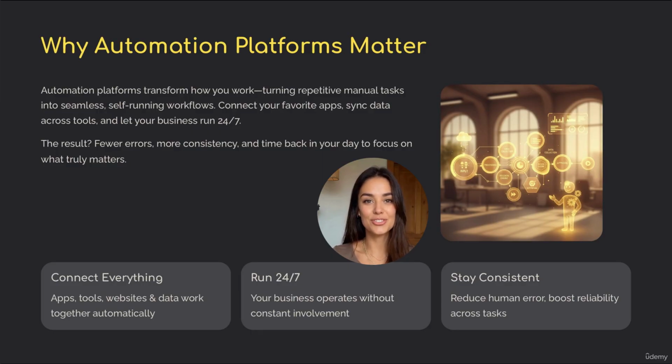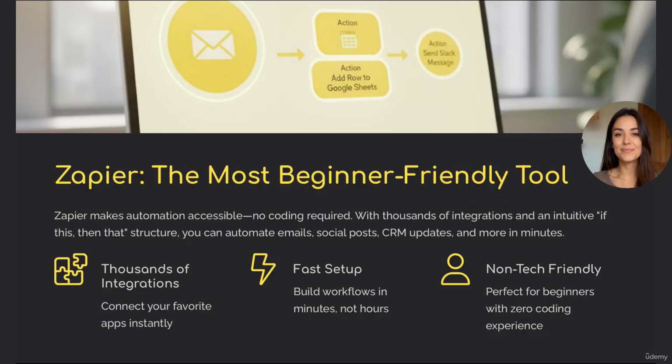Zapier is the simplest. Make is the most flexible. n8n is the most customizable. Together, they give you the power to build digital machines that scale without additional effort.